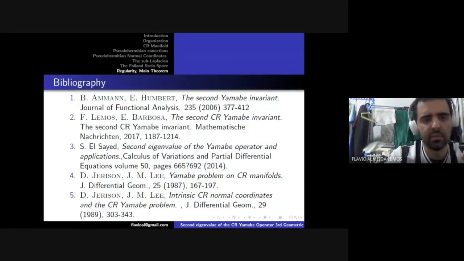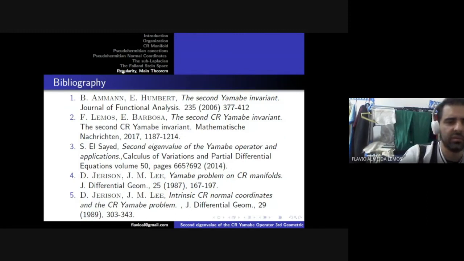I have the bibliography. The main bibliography is Ammann and Humbert, and Elsayed: the second eigenvalue of the Yamabe operator and applications. He did this in the Riemannian context. All right. We tried to do the same thing in the CR context.